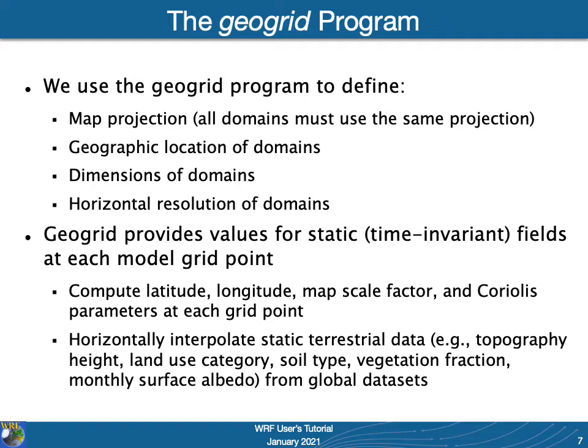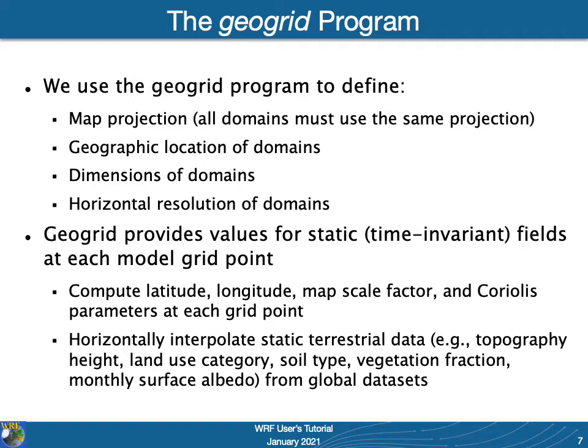So when we set up a real data simulation using the Geogrid program, there are essentially 4 things that we need to do. The first thing we need to do is to describe a map projection that will be used to flatten the curved Earth surface onto a projection plane.